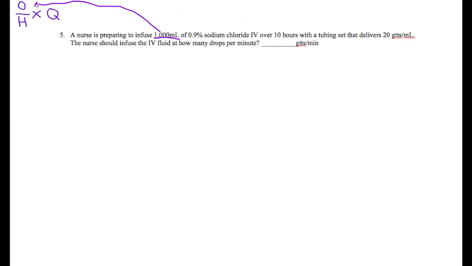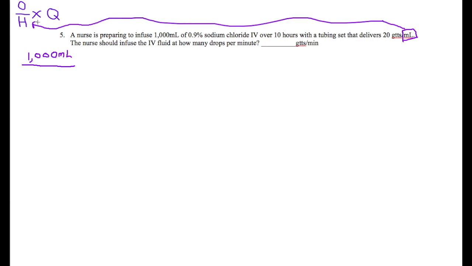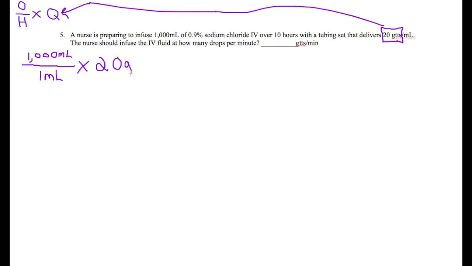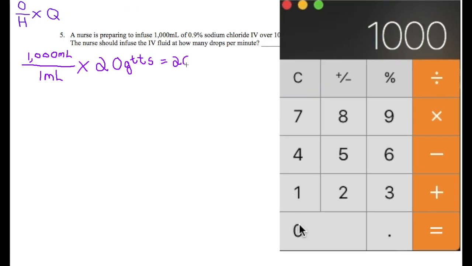So the first thing I'm going to do is look at something where I have an order for something and I have something. So I have an order for 1,000 mils, and then I know that I have 1 mil. So my ordered 1,000 mils is going to be over my have 1 mil. And then we are going to multiply that times our quantity or our amount. So we know that we have a quantity of 20 drops per mil. This will give me 20,000 drops.